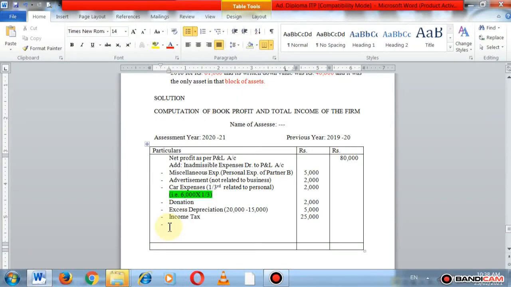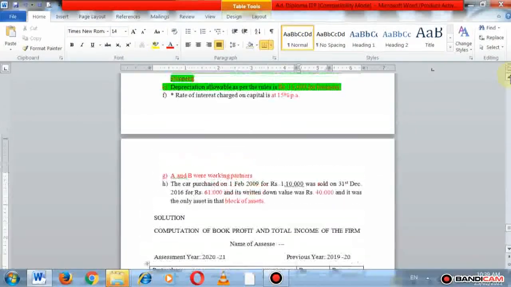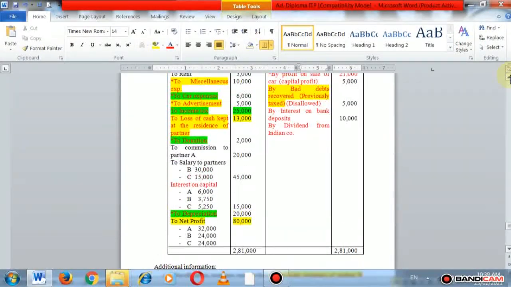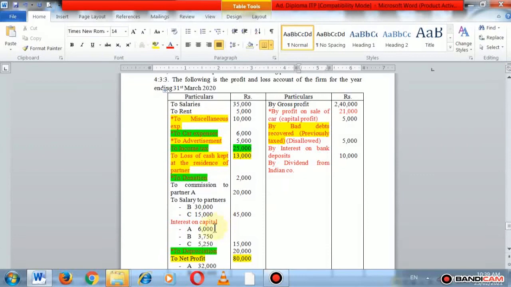So here, loss of cash kept at the partner's residence amounted to rupees 13,000. Then find out any other expenses which are not related to business. So we find out all the expenses which are not related to business. Okay, now we compute the interest.